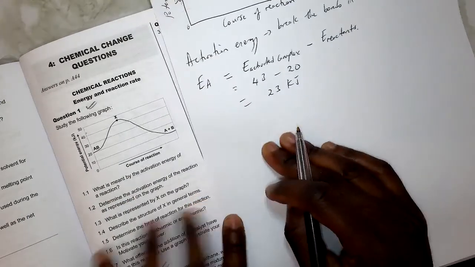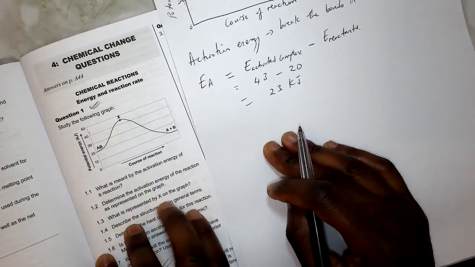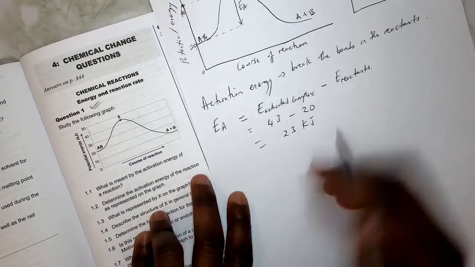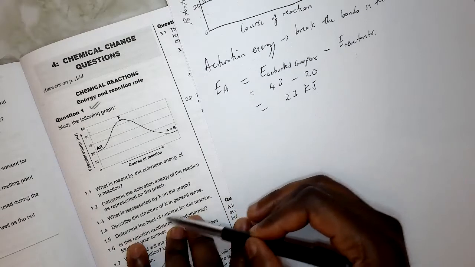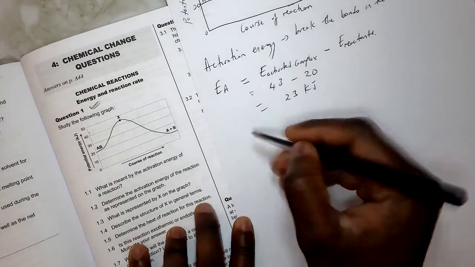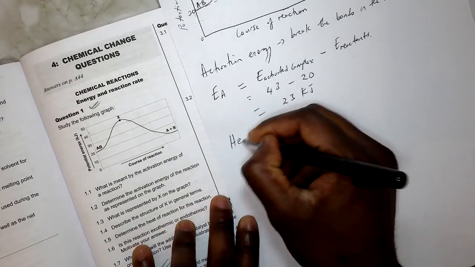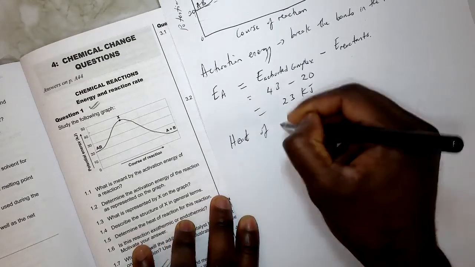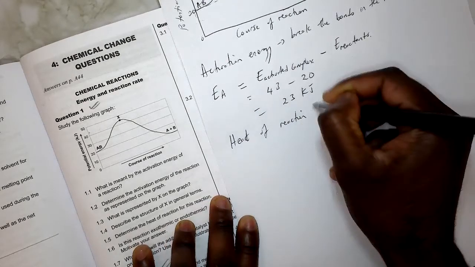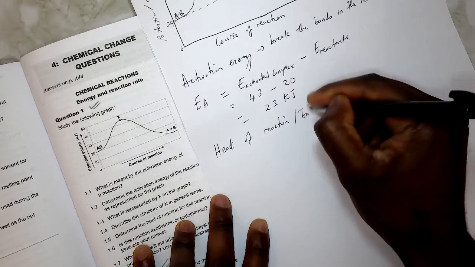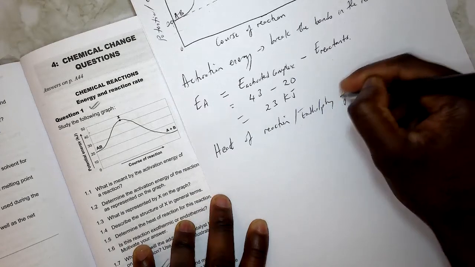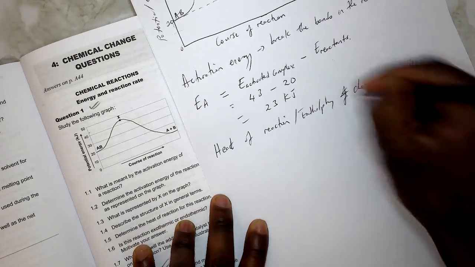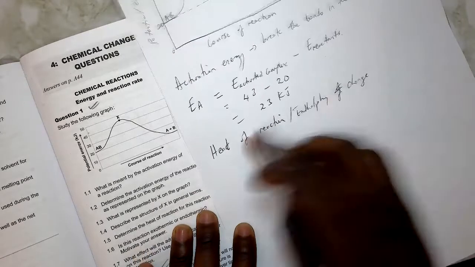Then, what is represented by the X on the graph? Remember, X is representing the activated complex. Okay, we've done that. Now determine the heat of reaction of this reaction. Heat of reaction, guys, is the same as what? Enthalpy of reaction. Enthalpy change, isn't it? So you must always remember that these two are the same.